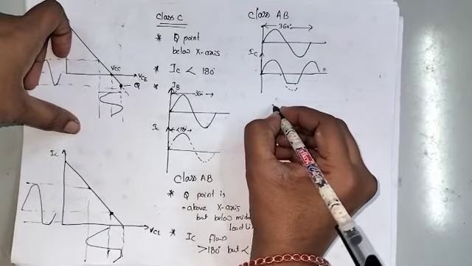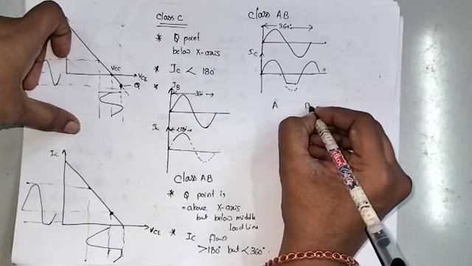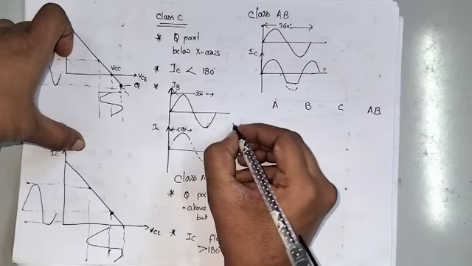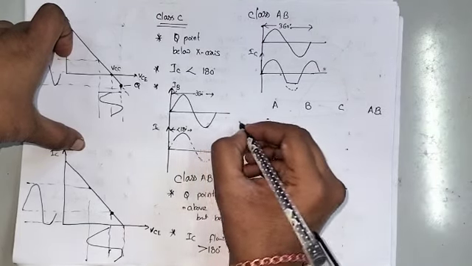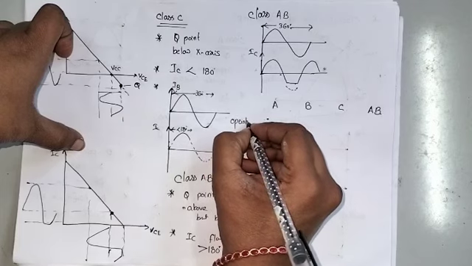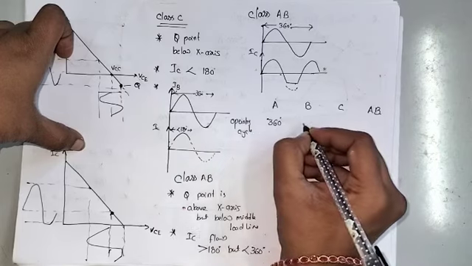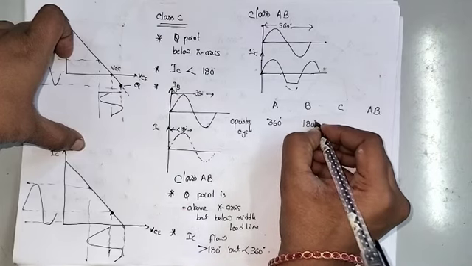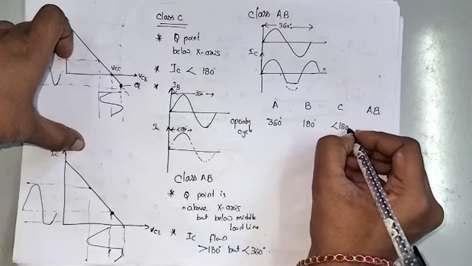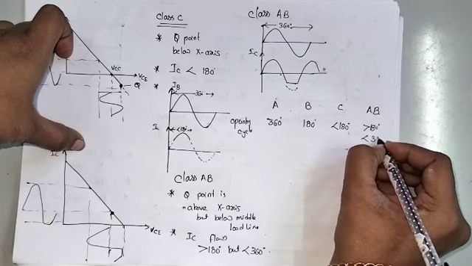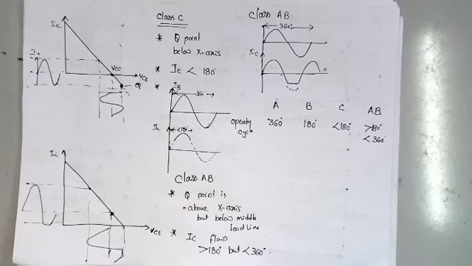For summary, we considered class A, B, C and AB. For the operating cycle, class A produces 360 degrees, class B 180 degrees, class C less than 180 degrees, and class AB greater than 180 degrees but less than 360 degrees. So this is how the collector current flows for classes A, B, C and AB.